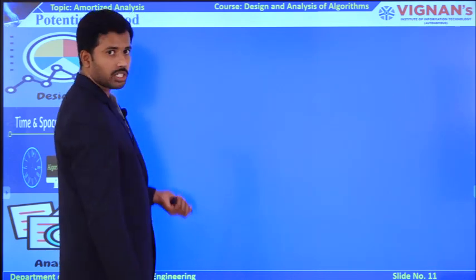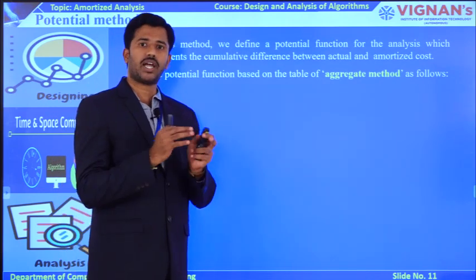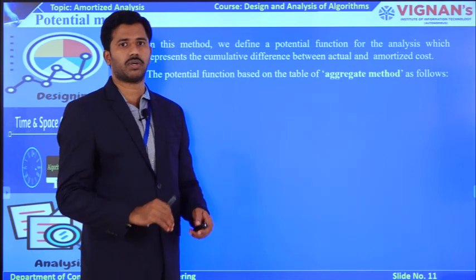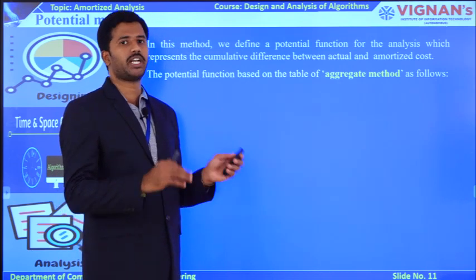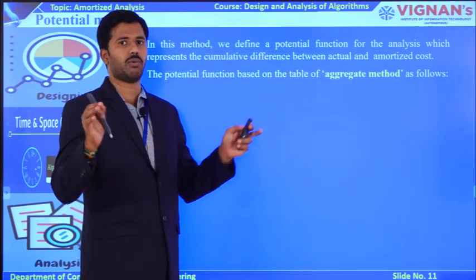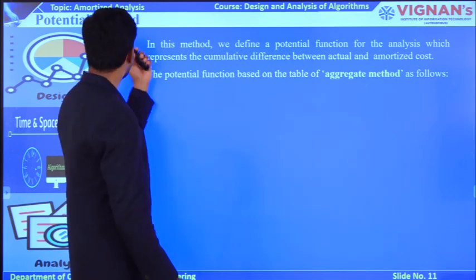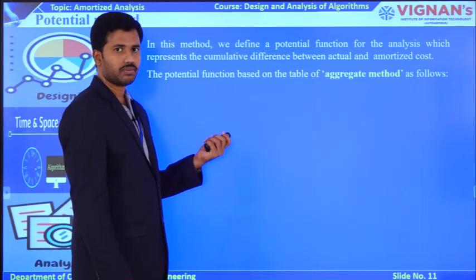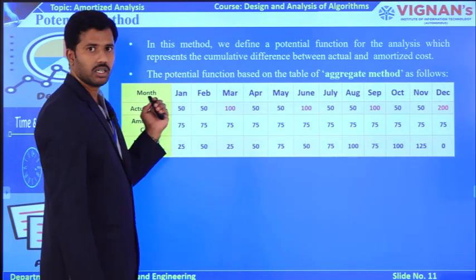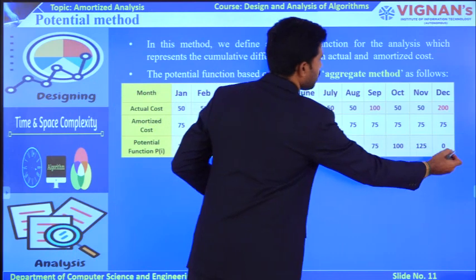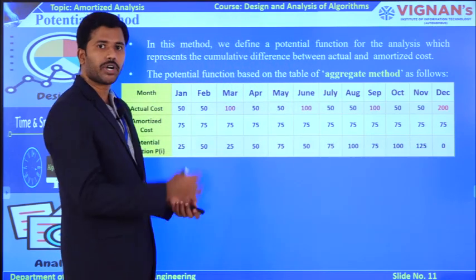Now coming to the last method, the potential method. This potential method depends upon the final tabulation values under the aggregate method. This method also depends upon the aggregate method, but it purely depends on the final table of the aggregate method. Based on the table only, you have the capability to get the potential function. So this is my table, right? I got this table from the aggregate method. Why? Because at December I got a 0 value. Now we try to focus on how to convert this table into a potential function.